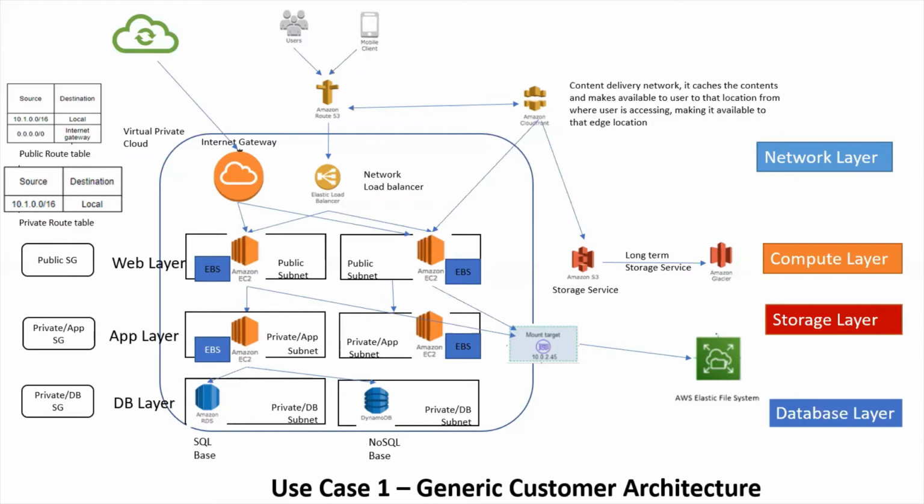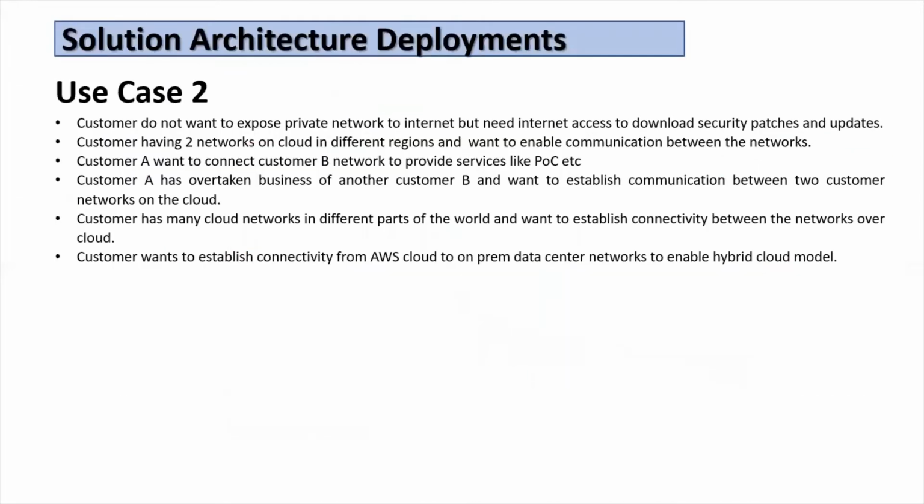Amazon CloudFront, I hope you remember, is used as a content delivery network. It caches the contents and makes them available to users from the location where users are accessing, making them available at the edge location. So that's a generic diagram, and that will be created during labs also. Moving to the next use case.